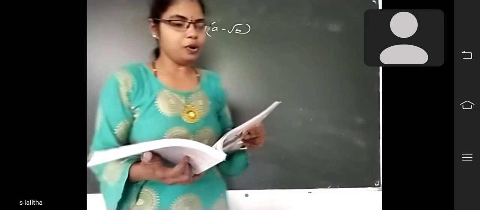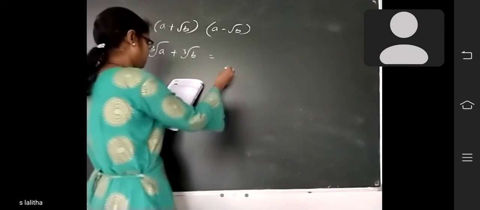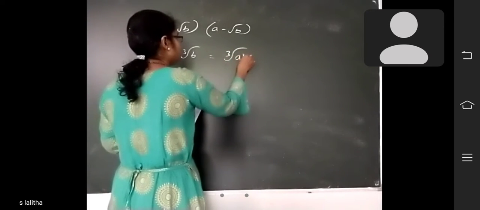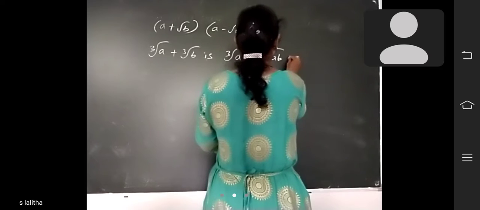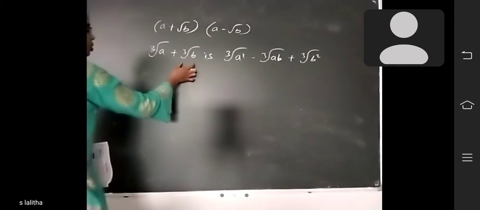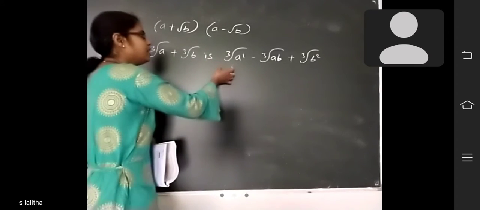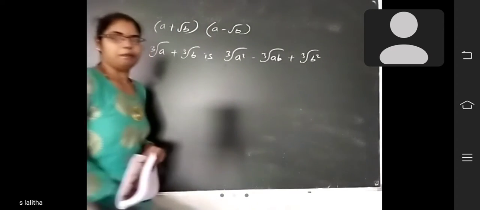Rationalizing factor of cube root a plus cube root b. What is this one's rationalizing factor, children? It is cube root a square minus cube root ab plus cube root b square. So cube root a plus cube root b, the rationalizing factor is cube root of a square minus cube root of ab plus cube root of b square.